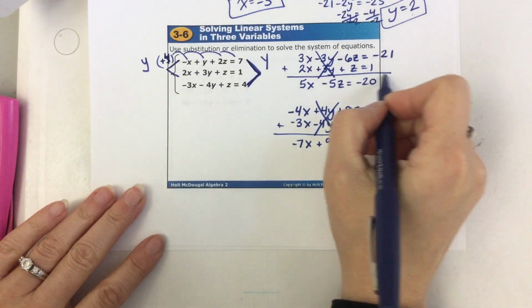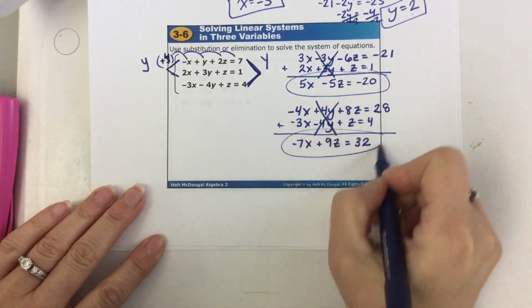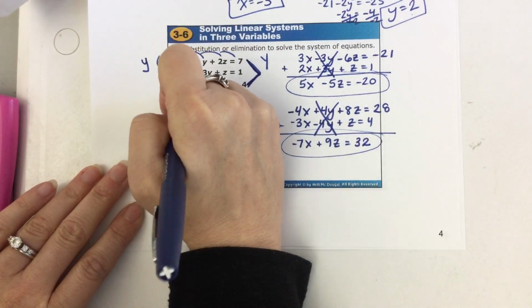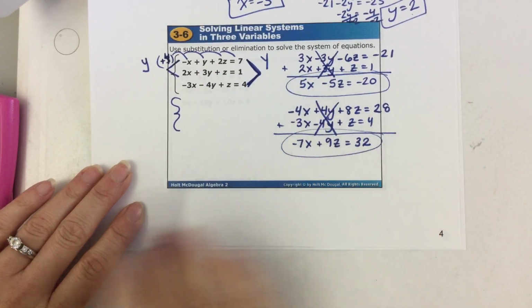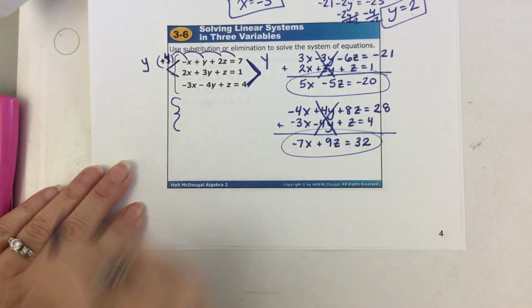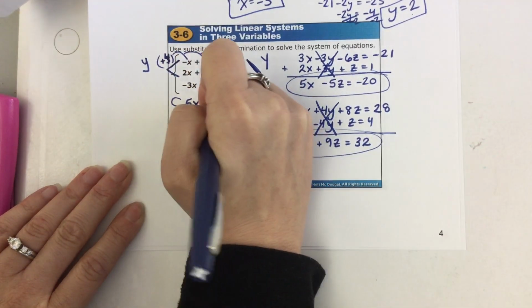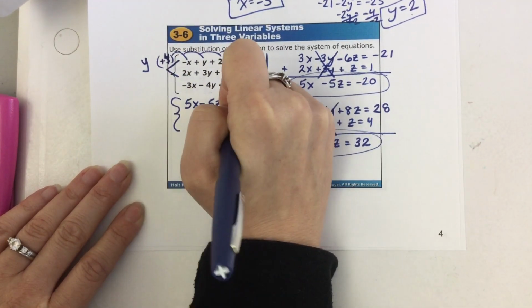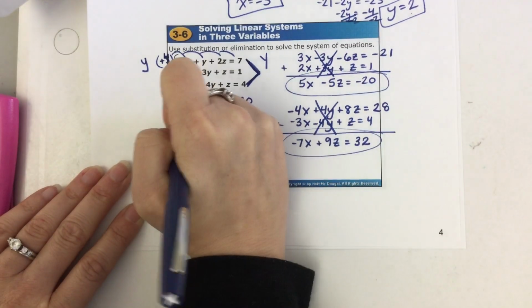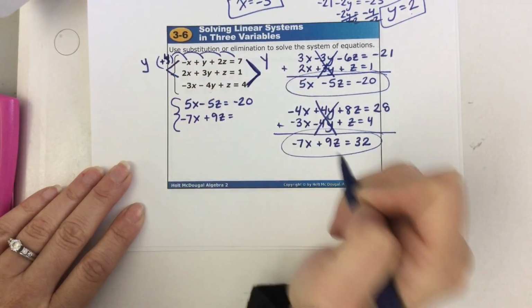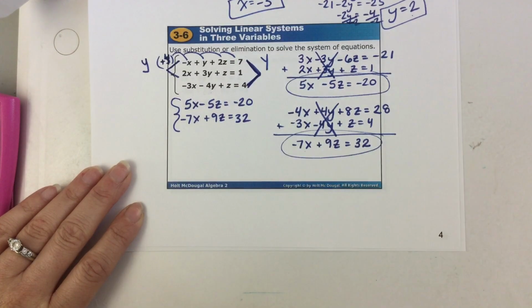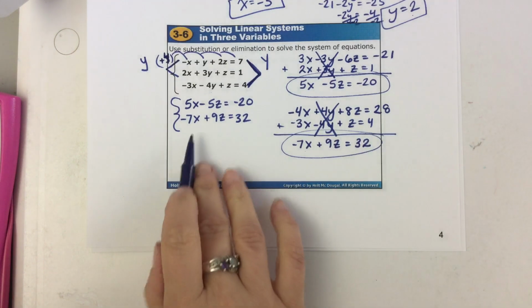Now what we do is we take the result from those two steps and we turn that into a 2 by 2 because now I only have two variables. I have x's and z's, so I only need two equations. 5x minus 5z equals negative 20. Negative 7x plus 9z equals 32. I need to cancel a variable. Let's say I want to cancel x.